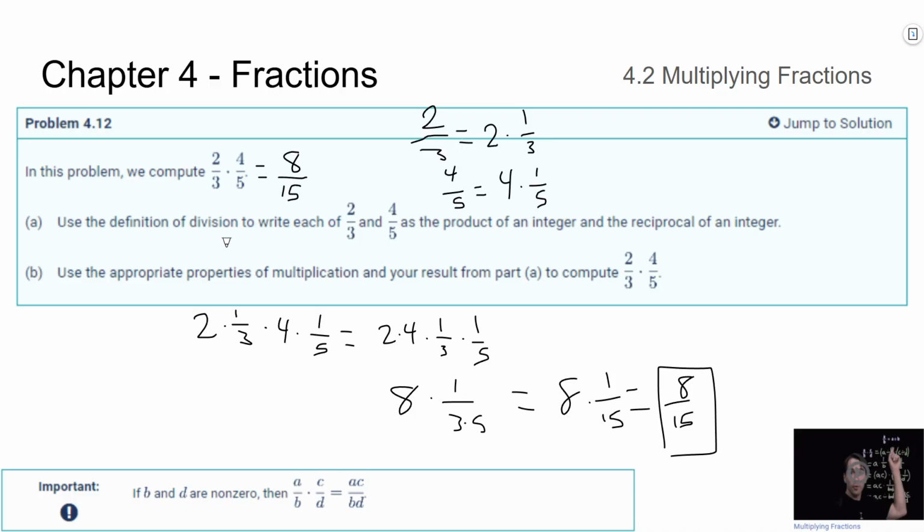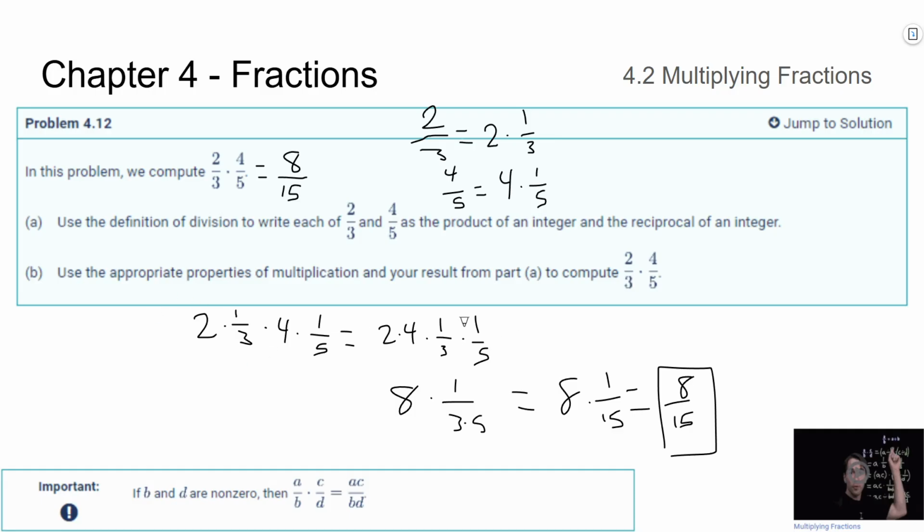So all we need to do, if we have 2 fractions, a over b times c over d, we just multiply across, a times c in the numerator and b times d in the denominator, assuming that neither b or d are 0. But multiplying fractions is as easy as that. You just multiply straight across and then you get your answer. Sometimes you need to simplify, but all in all, it's just as easy as that.